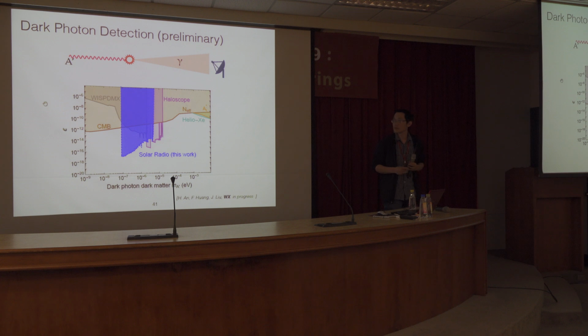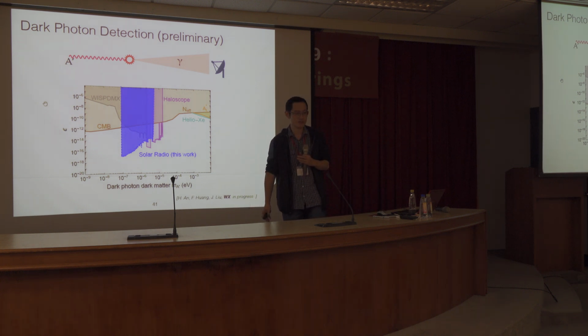Let me mention the last work, which is about how to detect them. There are many proposals for how to detect them. Here we just think of one simple one. We know there's an interaction like F_mu nu prime times F_mu nu, so when the dark photon travels, it will convert to a photon. It will always convert, but the conversion rate is pretty small.